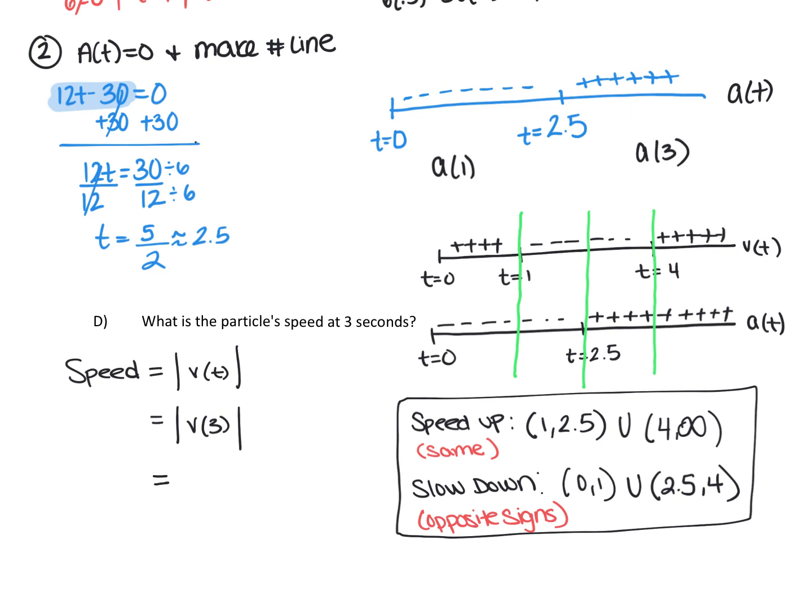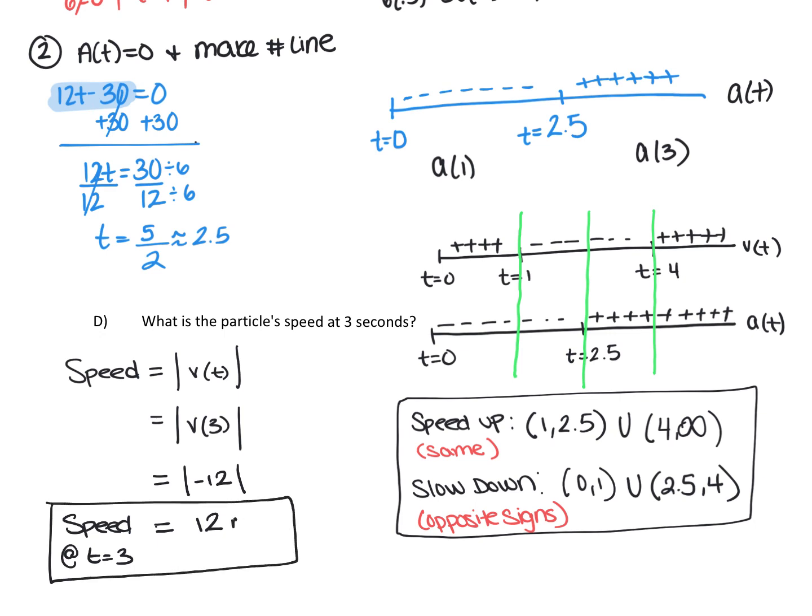All right, so when I plugged it in, I got negative 12. And we know that the absolute value of negative 12 is positive 12. So by definition, the speed at time equals 3 is equal to 12. Now you can use proper notation and write it as 12 meters per second squared.